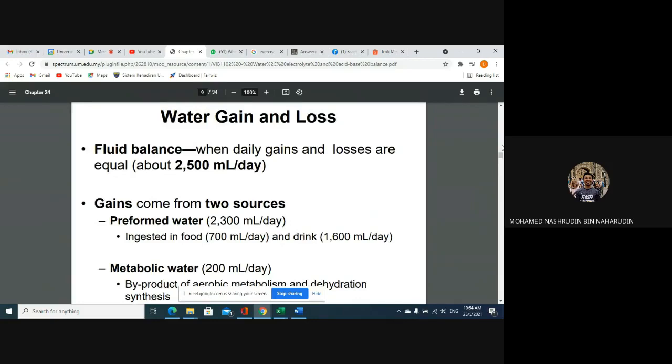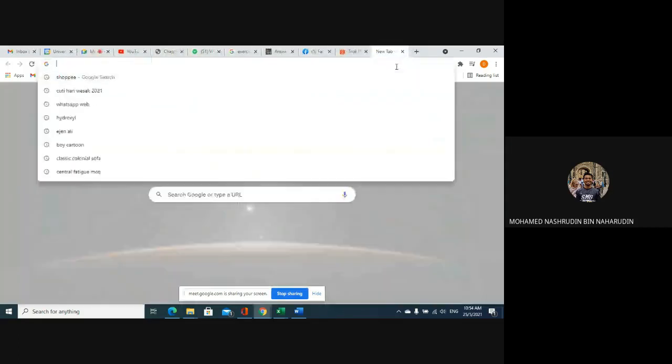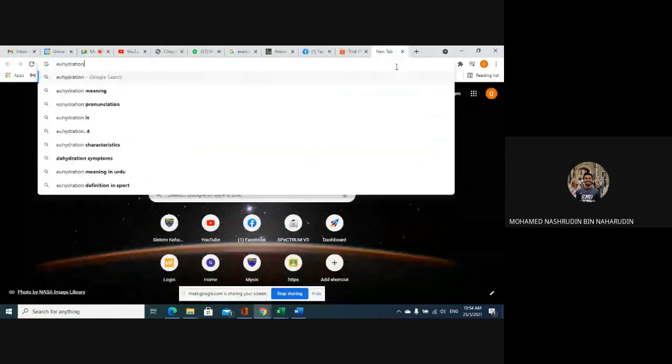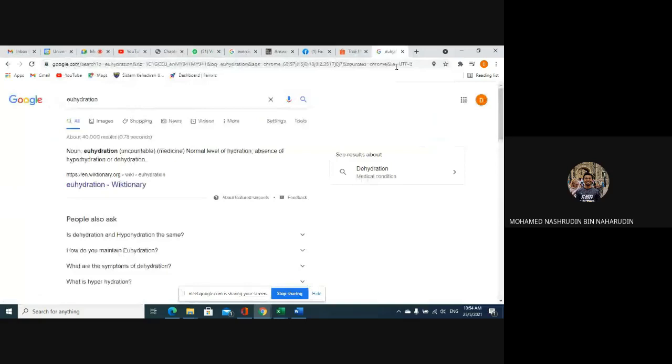So fluid balance: when daily gains and losses are equal, that's where you achieve euhydration. I want you to remember this terminology, euhydration. Euhydration means a normal state of hydration level. Hypohydration means the level of water below euhydration, under the normal level, while hyperhydration means above, overhydrated.